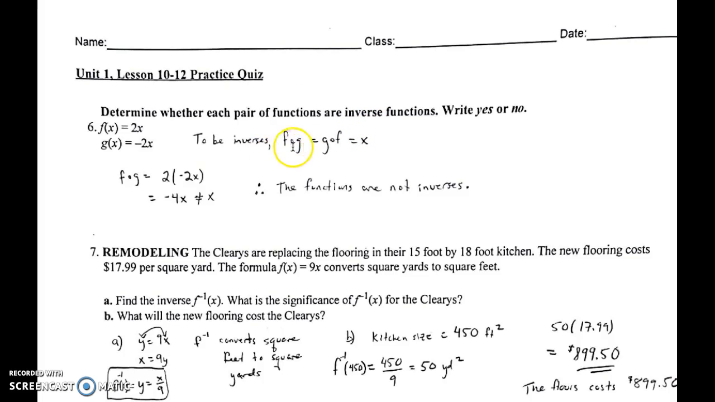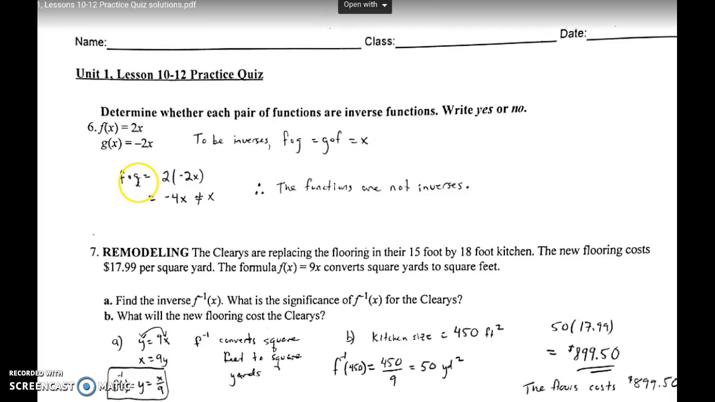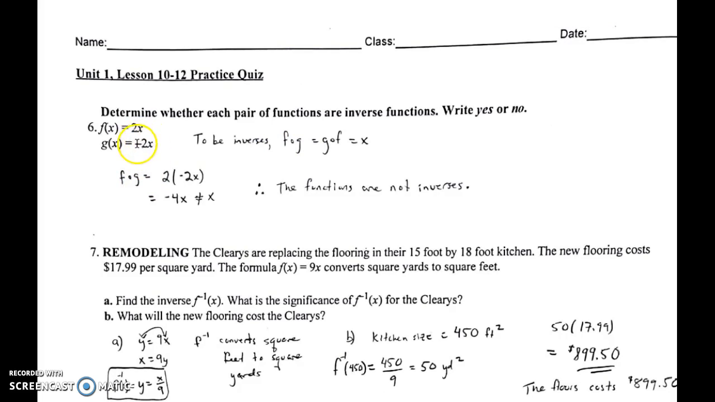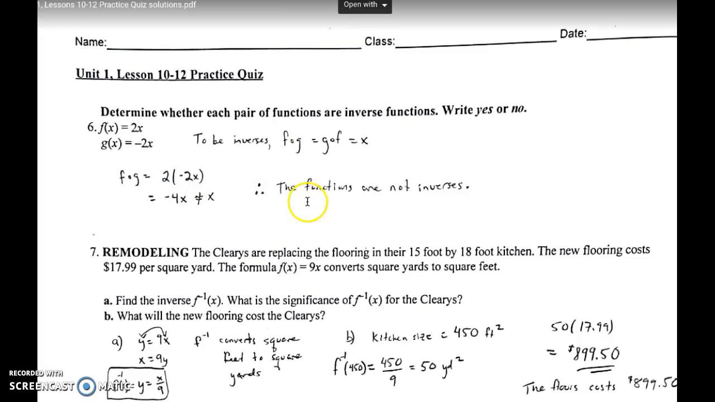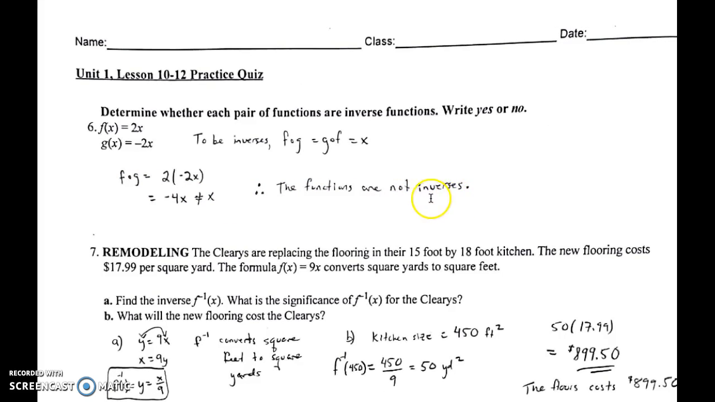So what I did is I started with f composition g, so I'm starting with g, negative 2x, and I'm plugging that into the x on the f function. So for the f function would have been 2 times a number. That number is negative 2x. 2 times negative 2x is negative 4x, which you cannot simplify any further, and so it's not equal to x. And so because this composition is not equal to x, I know that these functions aren't inverses. They are not inverses. You don't even have to check the second one if the first one already doesn't fit the rule.